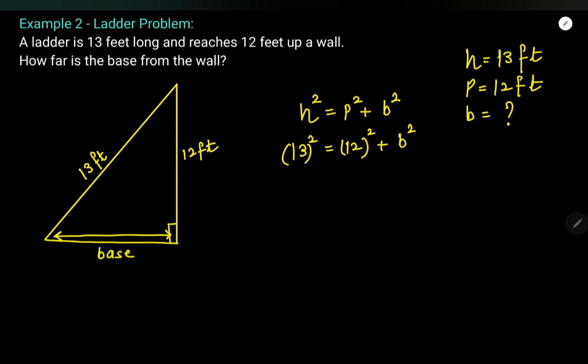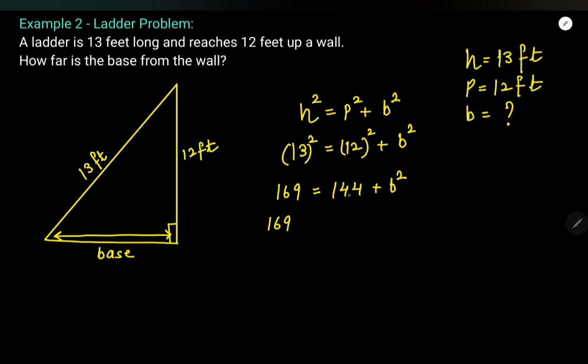Always note down these things, whatever you have. Then out of these three things, 2 will always be given. Then you just substitute the values and find out the third one. So what is 13 square? It is 169. 12 square is 144 plus b square, right?